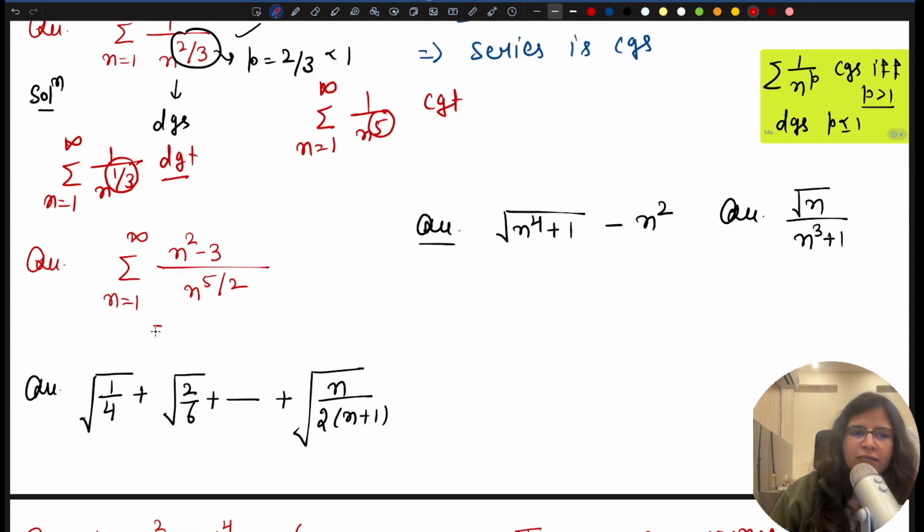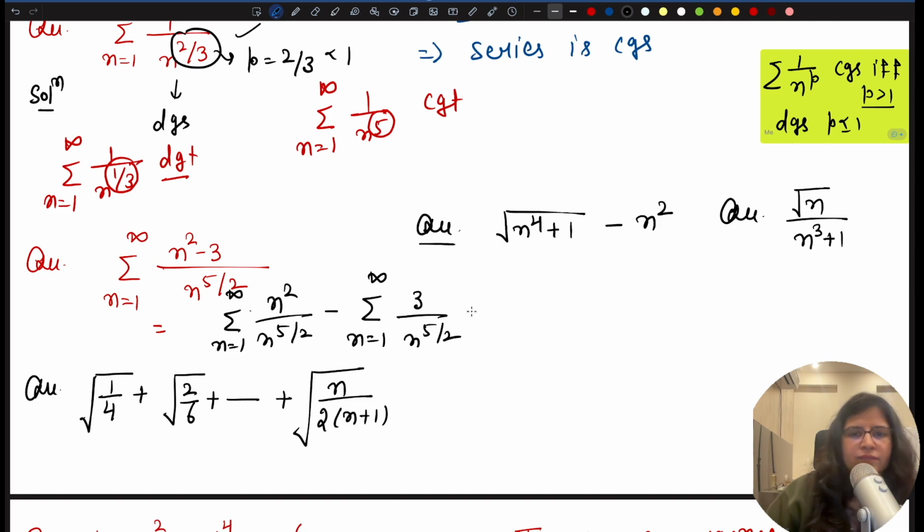So here, I can write this question as summation n going from 1 to infinite n square by n to the power 5 by 2, minus summation n going from 1 to infinite 3 by n to the power 5 by 2. Now what is n here? This is equal to summation n going from 1 to infinite.